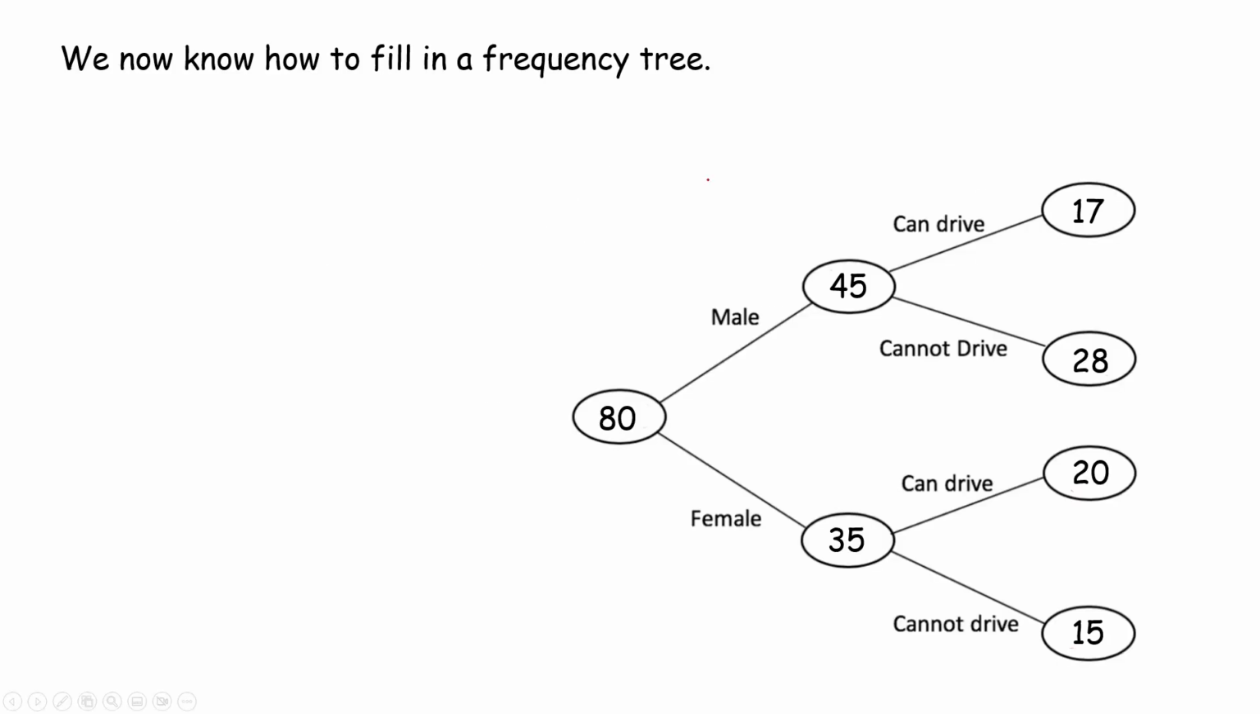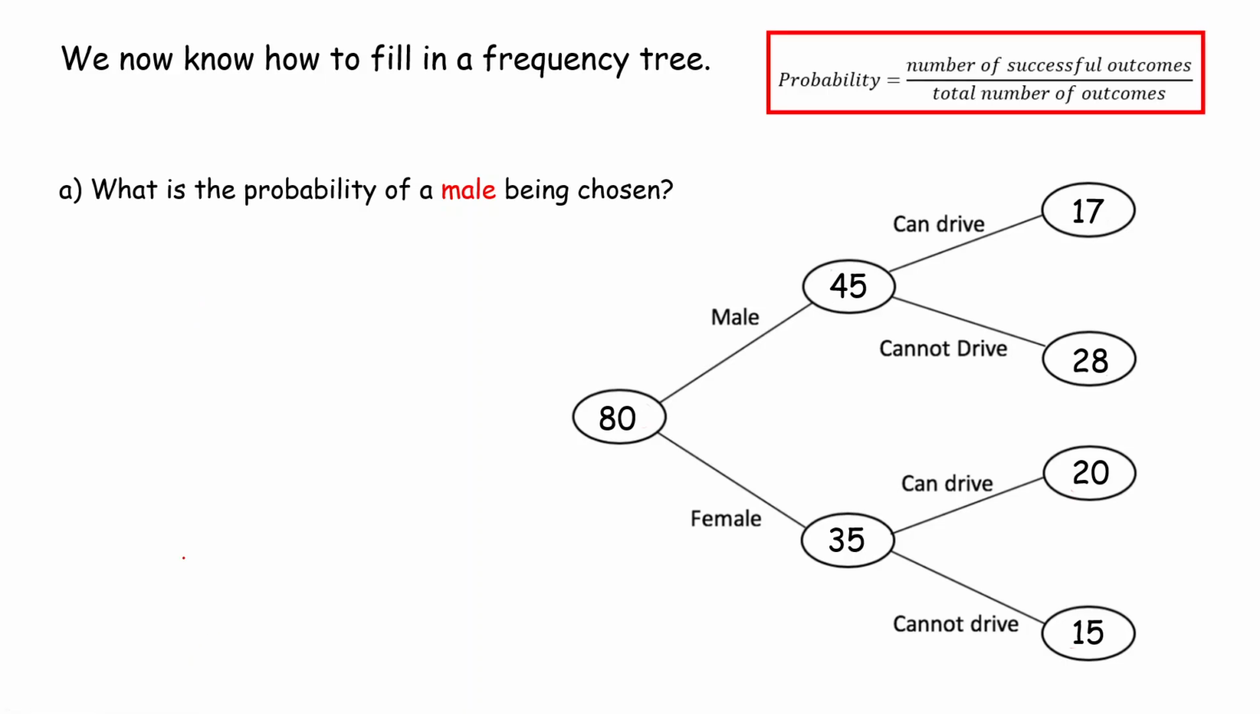Okay, well, we're now on to looking at probability from frequency trees, building on from the last video. We already know how to fill in a frequency tree. If you don't, you can watch the previous video on this. Now, part A is asking what is the probability of a male being chosen, and the formula we know for probability is the number of successful outcomes over the total number of outcomes. So we can use that for these questions.